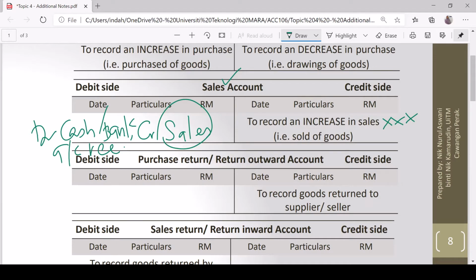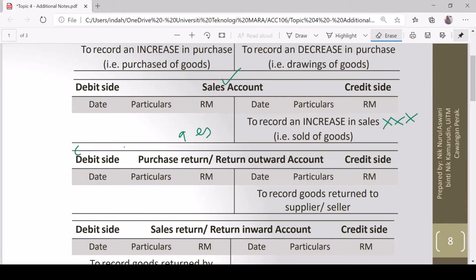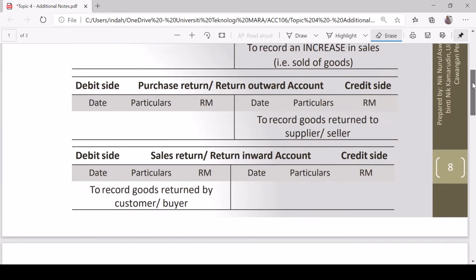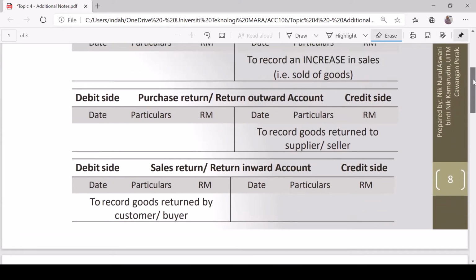Okay, next. Sometimes after we sold goods to the customer, or after we purchase goods from the supplier, we notice that the goods are damaged, or the goods that we ordered were different from the ones that we received. So what happens? If we purchased, then we are going to return.